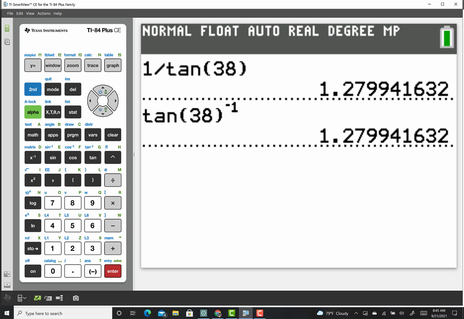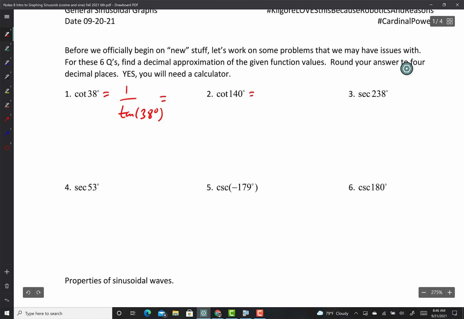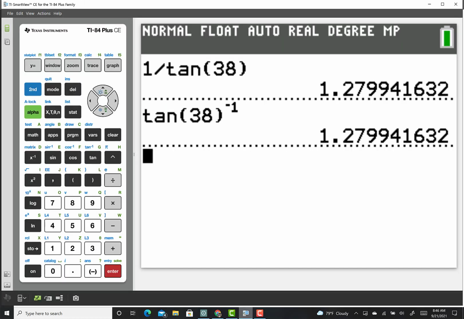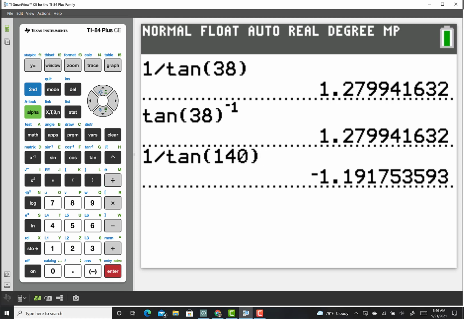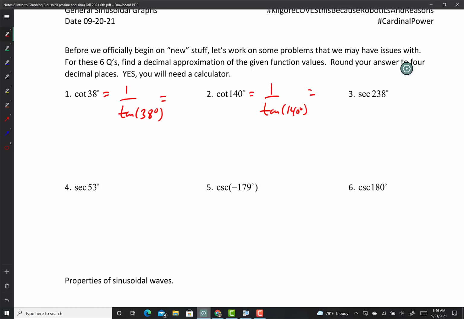Anyways, so there it is. Make sure you know that that's called the reciprocal button. I kind of don't like it. I just like to push 1 divided by whatever. So do the rest really fast, guys. Cotangent of 140 is 1 divided by tan of 140 degrees. I'll just do it one more time, and then you guys will tell me the others. Negative 1.191, or that's truncated, 192 if it's rounded, right?